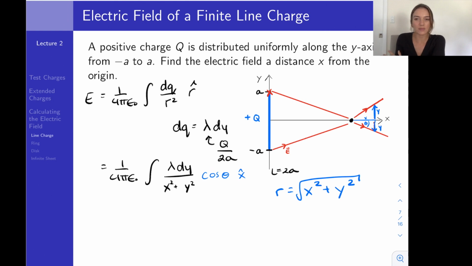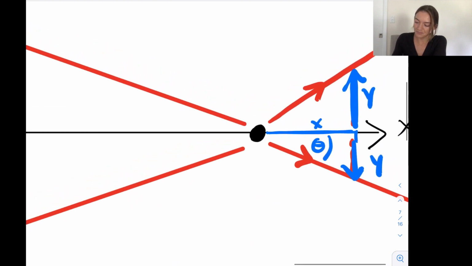But cosine doesn't really help my integral yet because I'm integrating with respect to y. So I don't know what theta is yet. So how do I get theta in terms of things that I do know, basically x and y? So let's look at this triangle again. Now, if you think back to your intro geometry class or something, you can see that since I just extended this vector through here, this angle and this angle are going to be congruent.